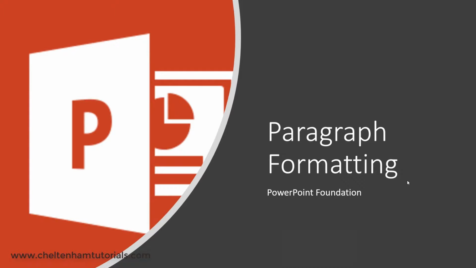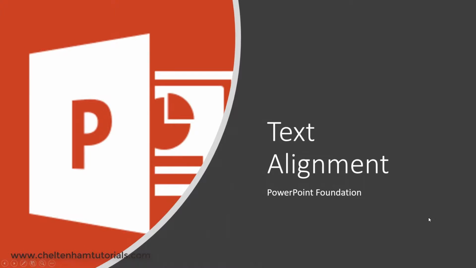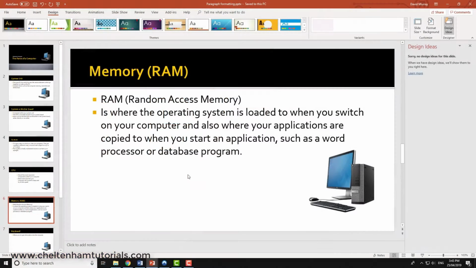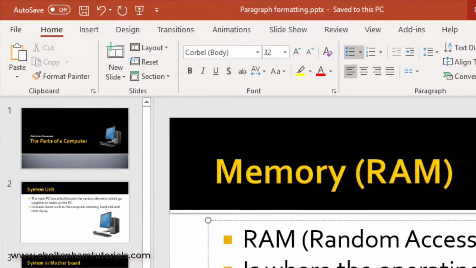In this section, I'm going to look at paragraph formatting options within PowerPoint. So first, we're going to look at text alignment options. If you look at a typical slide here, I can click within a line here, then I click on the Home tab, and then you've got your basic alignment options here.